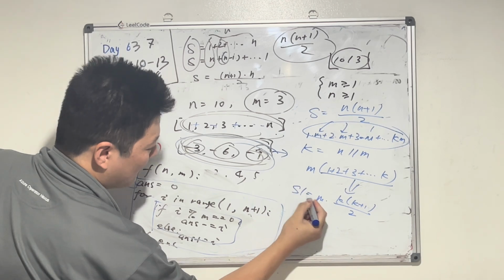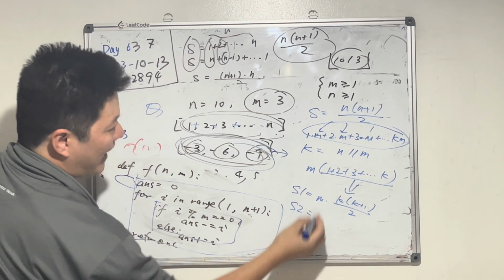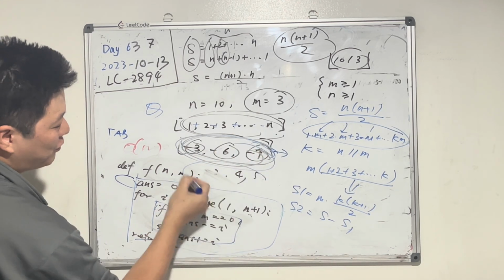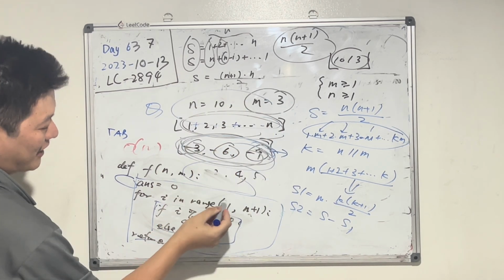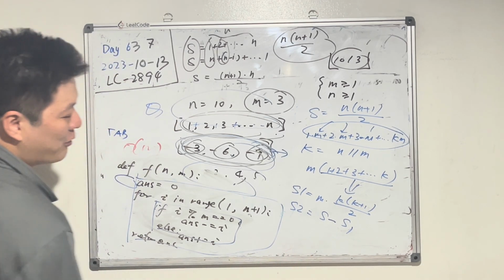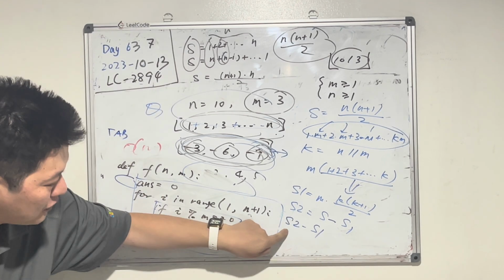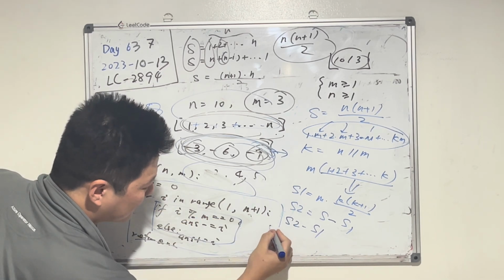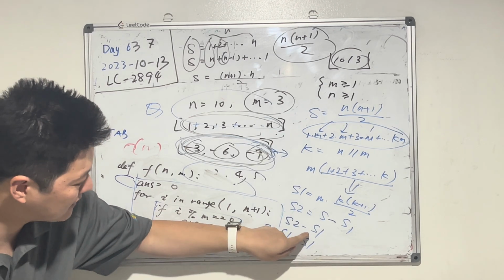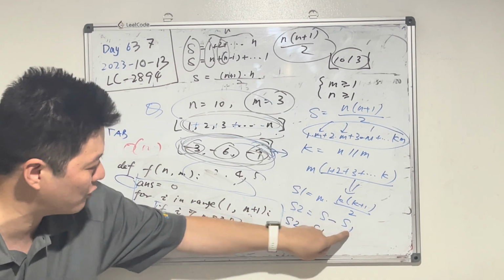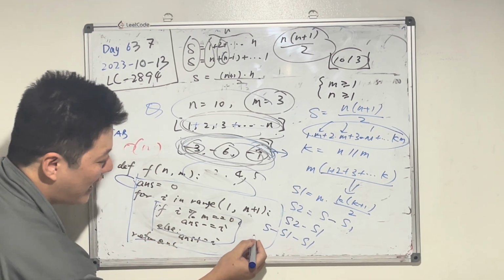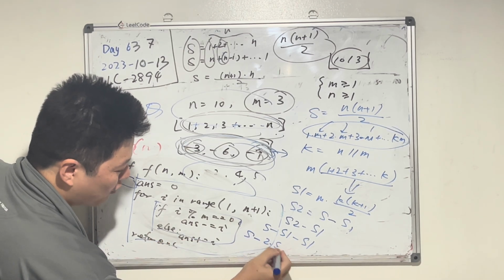S1 is this one. What's S2? S2 is S minus S1, right? So we know the sum of S1. For S2, we just use the total sum minus S1. So we want to find out S2 minus S1. S2 minus S1 equals S minus S1 minus S1, which equals S minus 2 times S1, right?